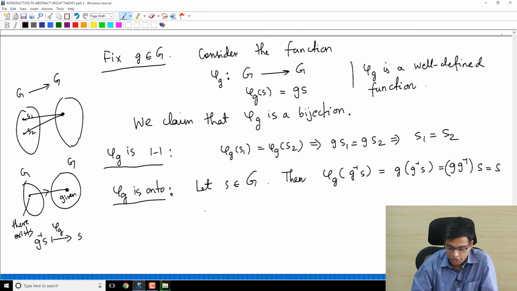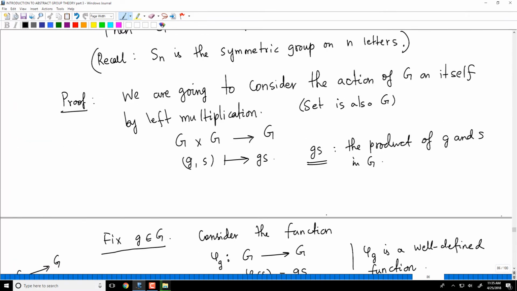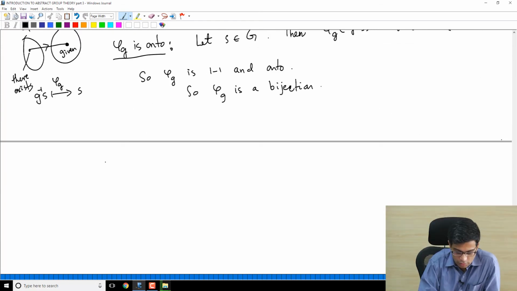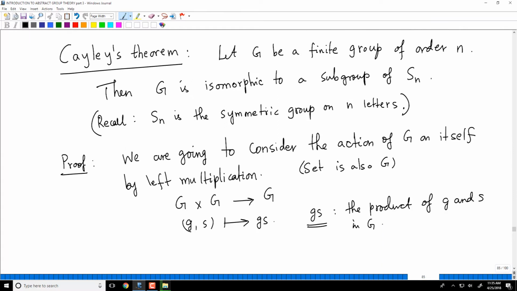So phi g is onto. So phi g is 1-1 and onto. So phi g is a bijection, right? So this is the claim we made. We claim that phi g is a bijection, which I proved. G has n elements, right? That is the hypothesis. The hypothesis is that G is a finite group of order n. That means it has exactly n elements.